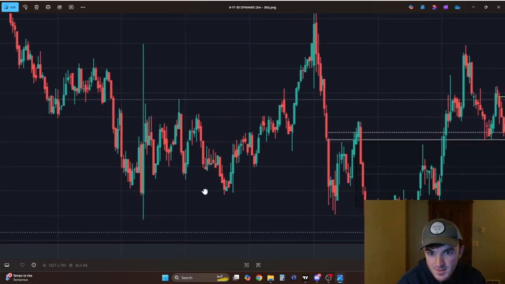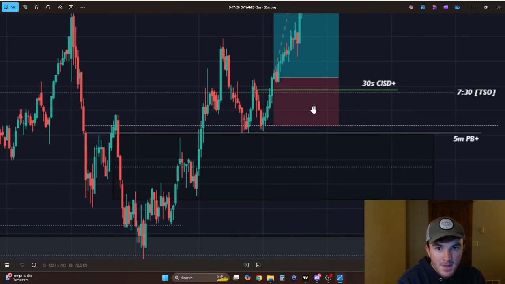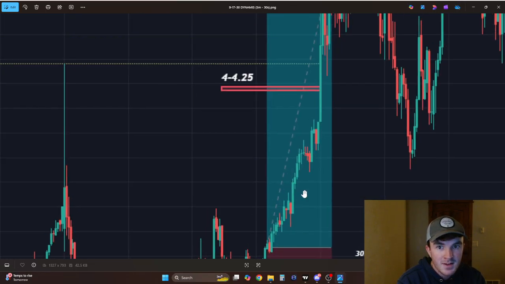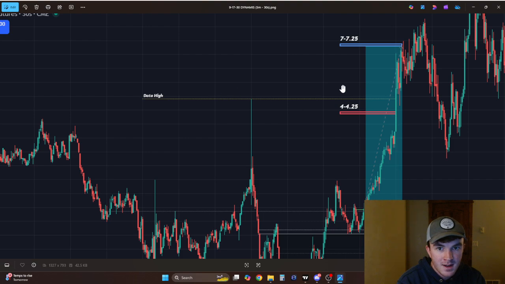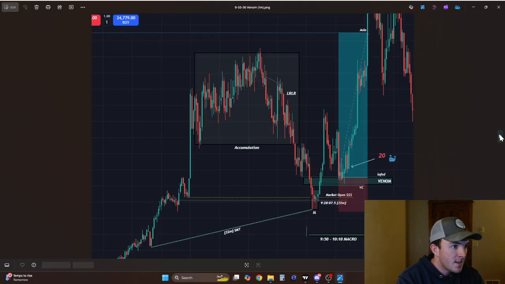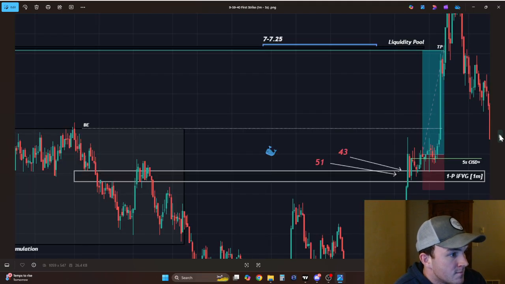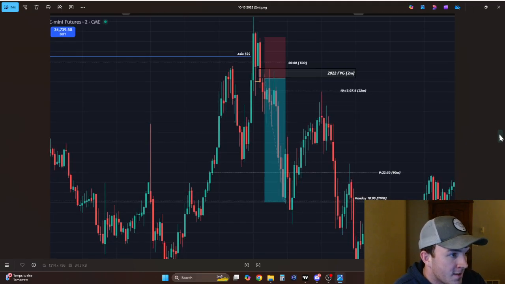Then we have my Dynamis model, where we have a 5-minute order block, 5-minute propulsion block, and then a low time frame change of state off of it. We go all the way up to the data high, and then 7 and 8 projections. And let's see. Yeah, there's the 2022 model.